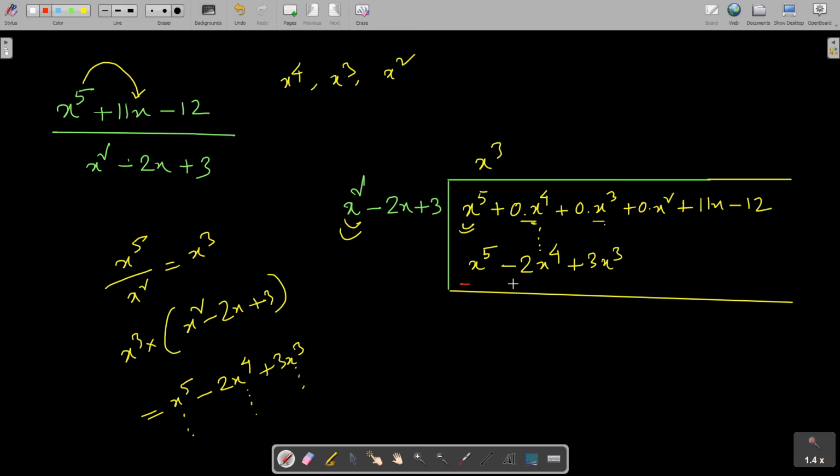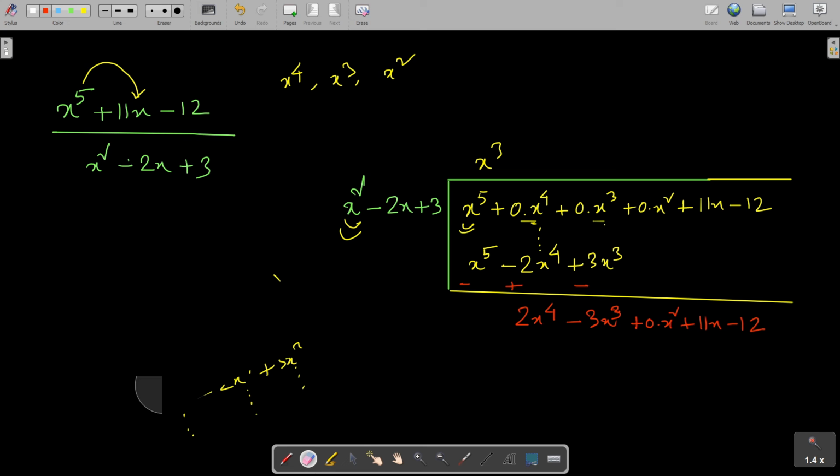Sign will change. It will become minus plus minus. X to the power 5 minus x to the power 5 is 0. It's already 0, so it will become plus 2x to the power 4, already 0, it will become minus 3x to the power 3. We'll bring everything down, just a second. X cubed plus 0 into x squared plus 11x minus 12. Very easy. Now we're going to follow the same steps one more time.